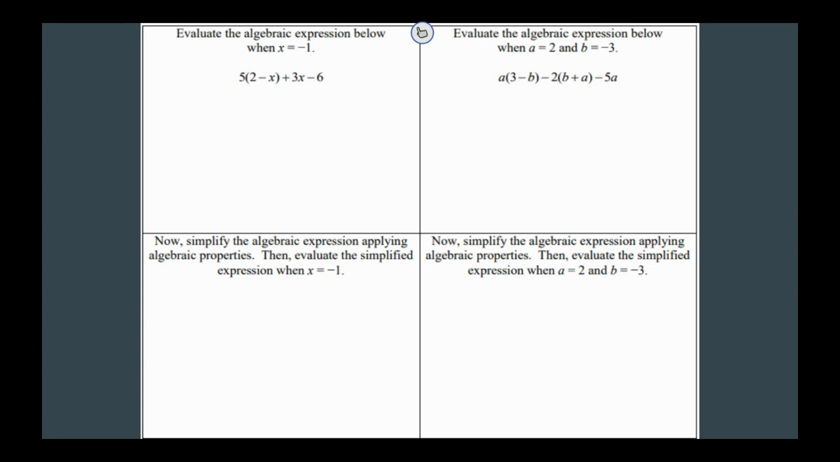Two up at the top, they want you to plug in. So like right here, x equals -1, you're plugging it in here and here. And solving order of operations to get your answer. Same thing over here, plugging in A and B. Here, they want you to take this expression and simplify it first before you plug anything in. So on this box, they would want you to first distribute, combine like terms, and then plug everything in. Because you're doing the same math, it should give you the same answer both ways.